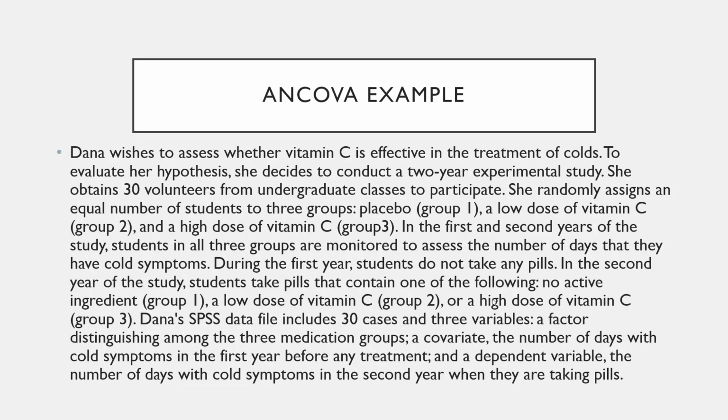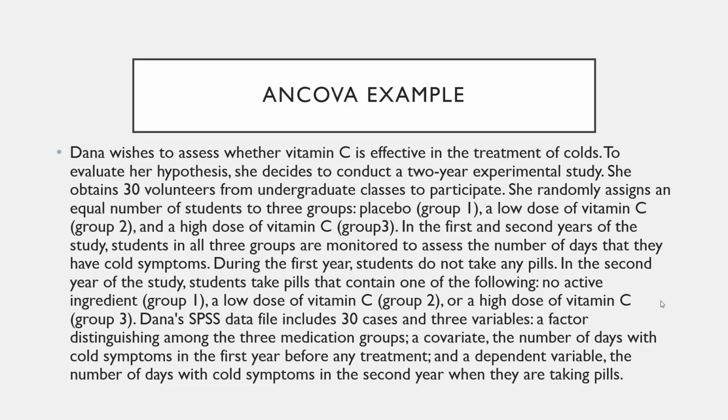So let's do an example. Dana wishes to assess whether vitamin C is effective in the treatment of colds. To evaluate her hypothesis, she decides to conduct a 2-year experimental study. She obtains 30 volunteers from undergraduate classes to participate. She randomly assigns an equal number of students to 3 groups: placebo, group 1, a low dose of vitamin C, group 2, and a high dose of vitamin C, group 3.